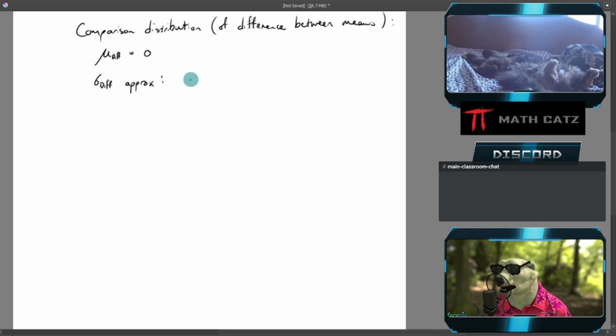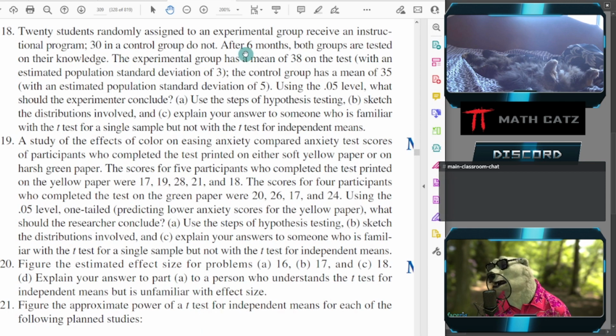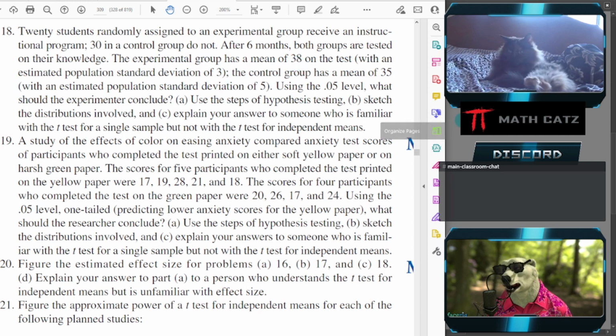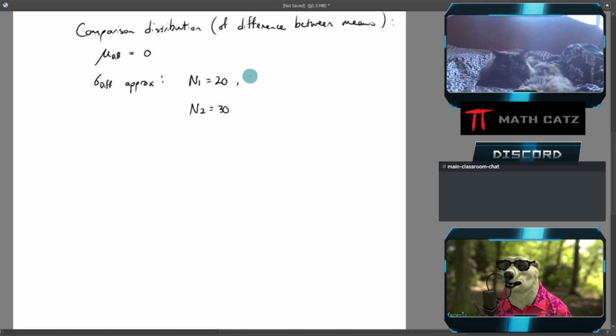So let's just summarize the two samples. I have 20 in the first and I believe 30 in the other one. The experimental group, the treatment group, so to speak, has a mean of 38, estimated standard deviation of 3. Okay, let's put that in here so we remember. So our mean is, I just read it, 38. And our estimated standard deviation is 3.